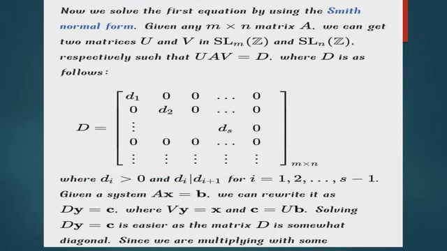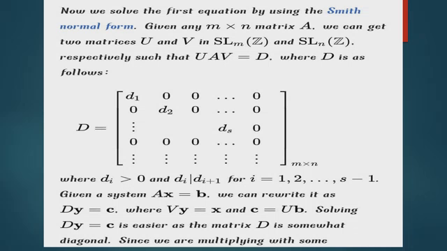Now we solve the first equation by using the Smith normal form. Given any m by n matrix A, we can get two matrices U and V in SL_m and SL_n respectively, such that UAV equals D, where D is as follows, where d_i is greater than 0 and d_i divides d_{i+1} for i equals 1, 2, up to s minus 1. Given a system Ax equals b, we can rewrite it as Dy equals c, where Vy equals x and c equals Ub.